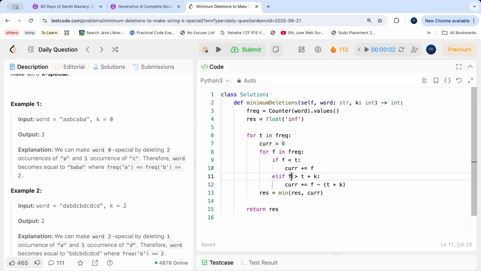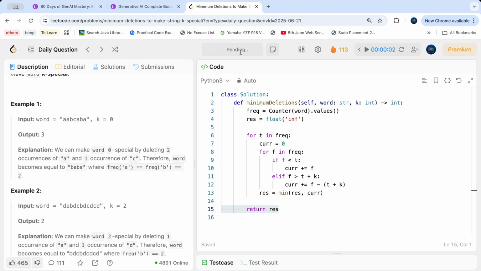Else, if the value of f is more than t plus k, and why t plus k? Because this t, the frequency we have, plus k is the leverage we have. We can have this much difference between f and t. But if the difference is more than k, then f will be more than t plus k. In this case, whatever is the exceeding difference, we are going to delete that many characters. So the value of current is going to be current plus f minus t minus k, which is the exceeding difference we have. Now the result can be equal to the minimum of the result we have and the current value we calculate. And that's the complete thing we need to do. You can just return the value of result, and that's the complete solution for this particular problem.